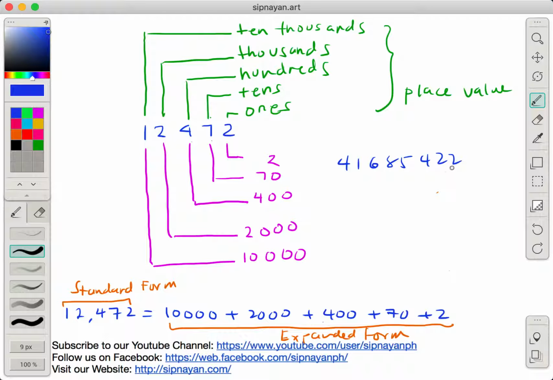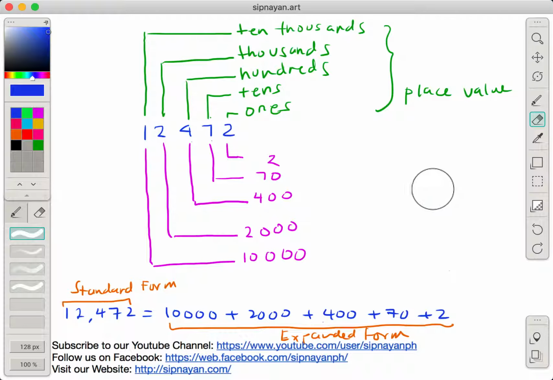Usually, every 3 digits, 41,685,422. So, ang paglagay ng comma dyan, pag gagamit kayo ng comma, bilang kayo ng 3 digits, and then put a comma in front, and then another 3 digits, put a comma in front. Ganyan lang, every 3 digits. So, dito, dalawa na lang, so hindi natin kailangan ng comma. So, depende sa inyo kung gamit kayo ng comma or space, depende sa textbook na sinusundan niyo.